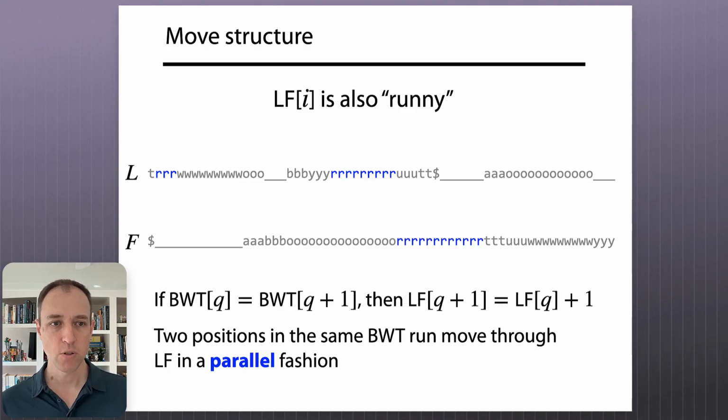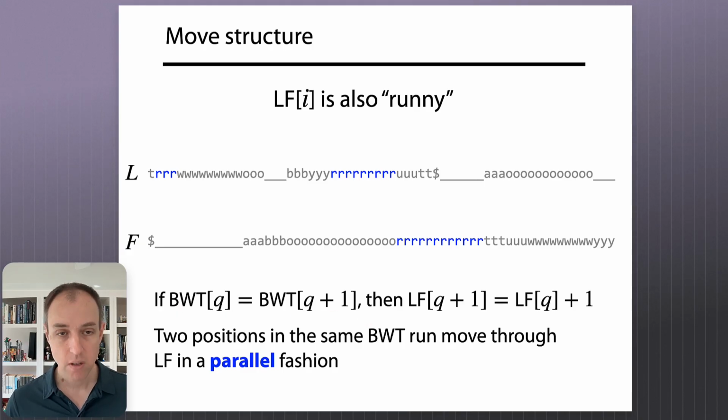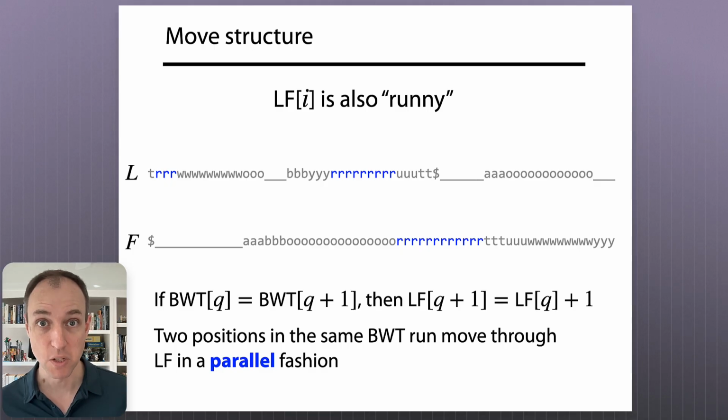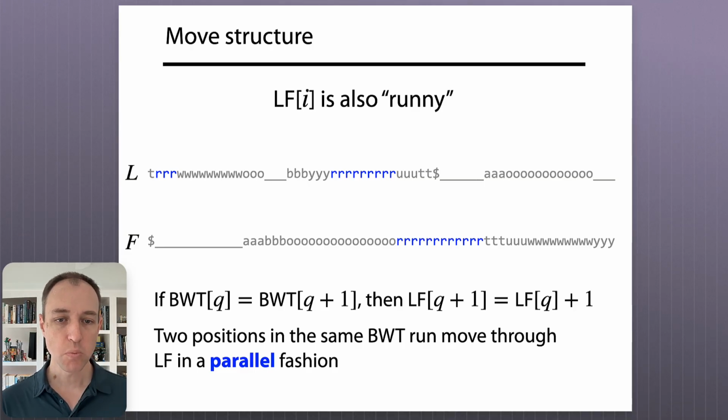If you have two adjacent positions in L that have equal letters, then the LF mapping is going to take those two positions to adjacent positions, right? So if the positions are adjacent and equal letter to begin with, then if you take the LF mapping of one and you take the LF mapping of the other, they will be adjacent at the destination. The LF mapping maps these to some other place, to their image. In the image, they are next to each other. After the permutation, they are still next to each other. So two positions that are in the same BWT run are going to move through the LF mapping in a parallel fashion.